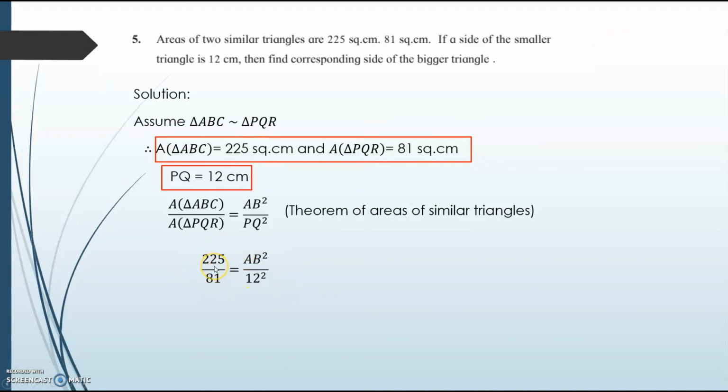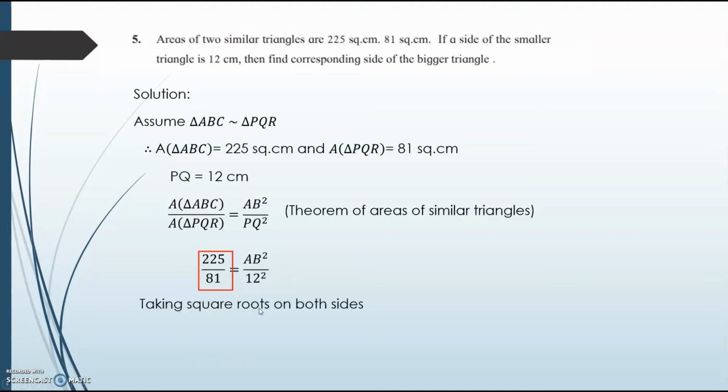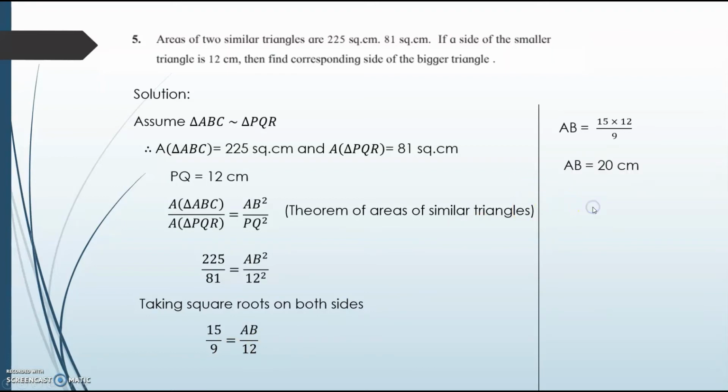225 is a perfect square of 15. 81 is a perfect square of 9. AB square is a perfect square of AB. 12 square is a perfect square of 12. So we can take square roots on both sides. Now we will cross multiply. Do the calculation. You will get AB to be 20 centimeter.